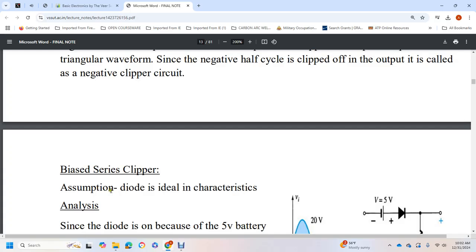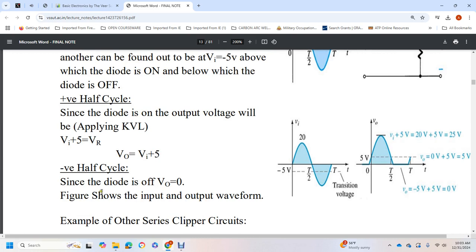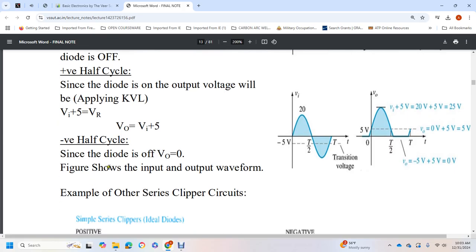Biased series clipper, assuming the diode has ideal characteristics. Because of the 5-volt battery, the transition of the diode from one state to another can be found when the input voltage Vi equals negative 5 volts. Above that, the diode is on; below that, the diode is off. For the half cycle where the diode is on, the output voltage is found by applying KVL: Vo plus Vi plus 5 equals 0. For the half cycle where the diode is off, the output voltage is 0. The figures show the input and output waveforms, with examples of other series clipper circuits.